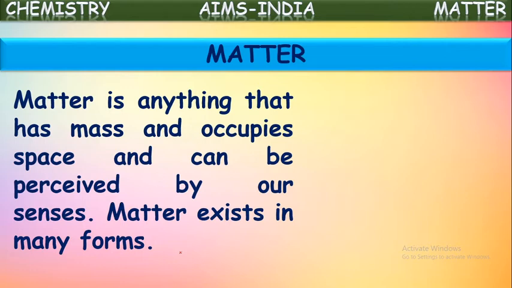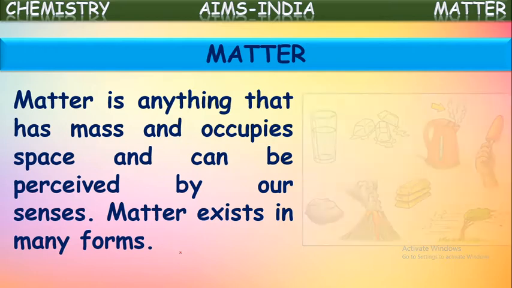So what is matter actually? Matter is anything that has mass and occupies space and can be perceived by our senses. Senses like we can touch it, we can smell it, we can weigh it. So in this way, anything in the universe, whatever it might be, if it is having some mass and occupying some space, and if it is perceived by our senses, then it is said to be matter.